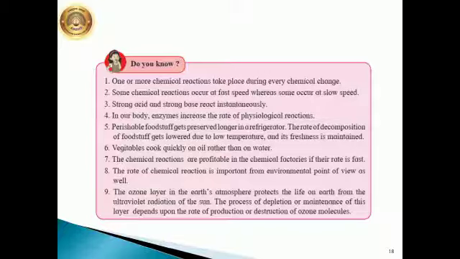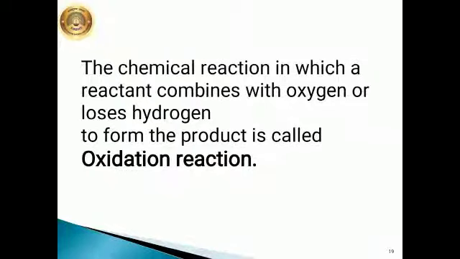The rate of chemical reaction is important from the environmental point of view as well. Here the ozone layer in the Earth's atmosphere protects life on Earth from ultraviolet radiation of the sun. The process of depletion or maintenance of this layer depends upon the rate of production and destruction of ozone molecules. Now let us see the next reaction, that is the oxidation reaction.